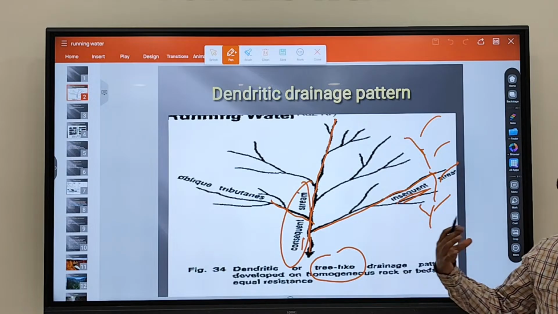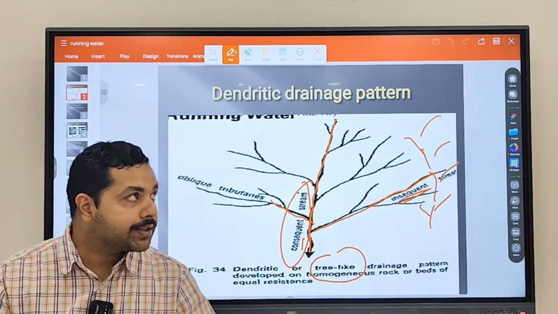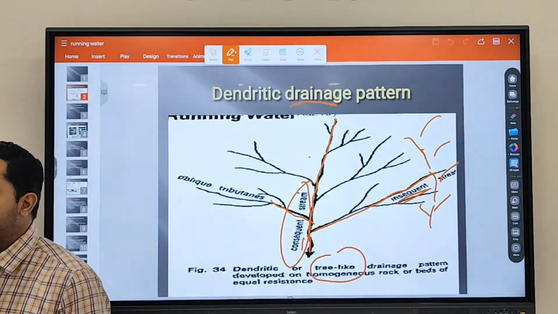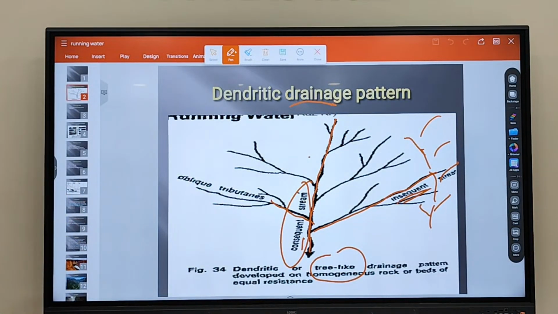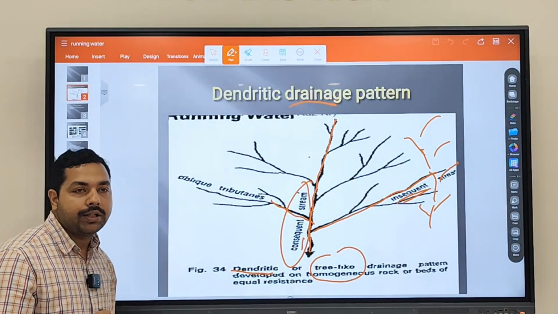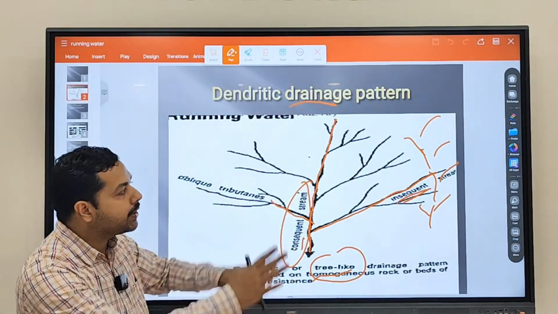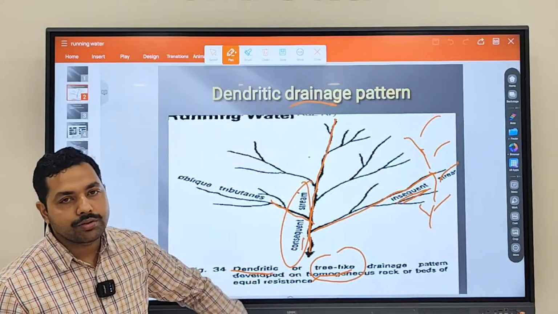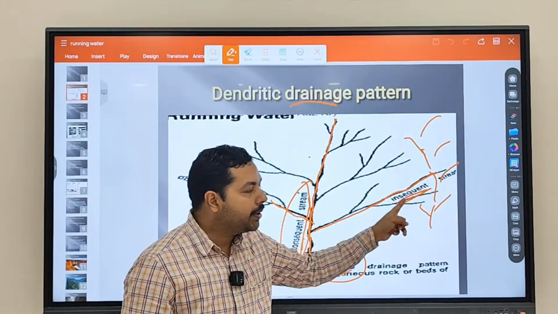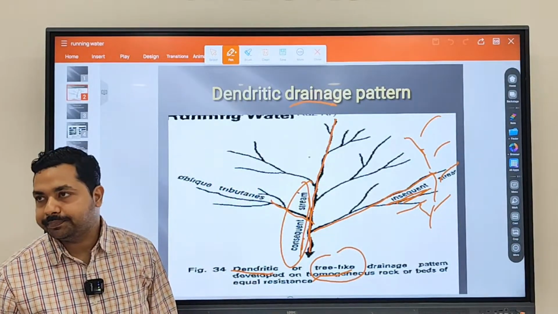Running water, when it moves in various ways, forms a pattern, and this is referred to as a drainage pattern. Which type of pattern is this? The dendritic drainage pattern, or tree-like drainage pattern. Like tree branches, rivers are also flowing. The main stream is called the consequent, and the tributary coming and joining is called the insequent stream. Fine.